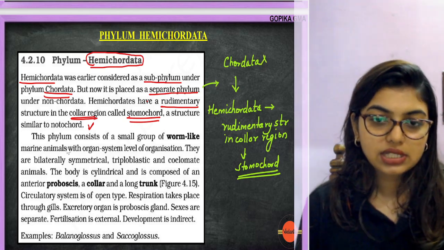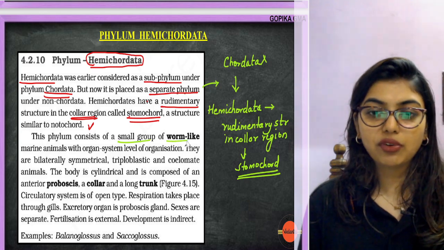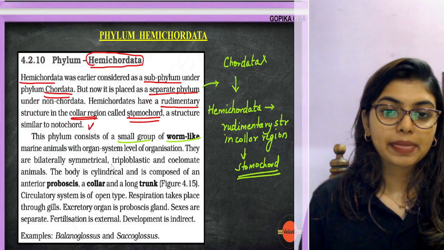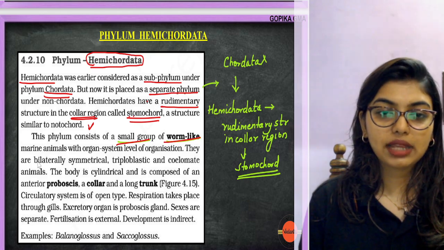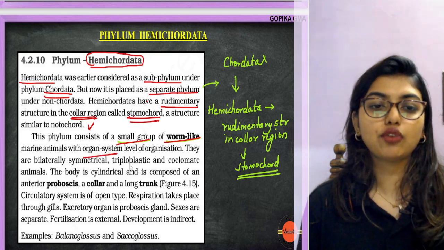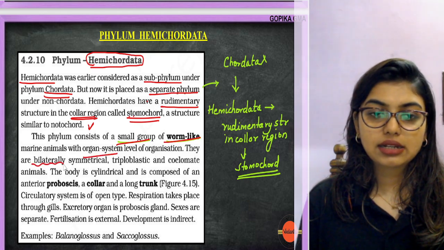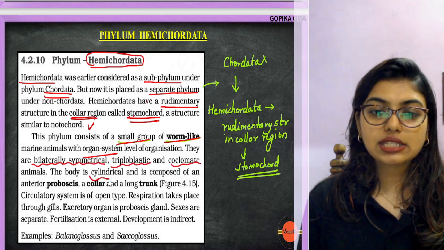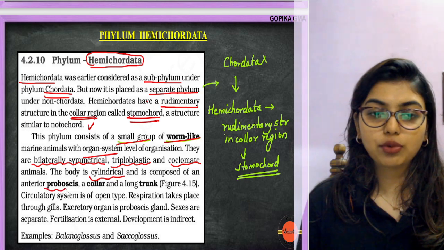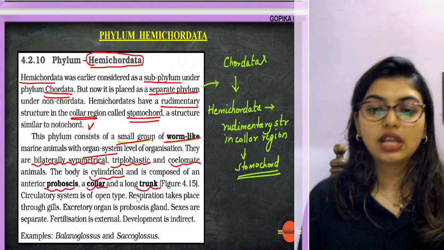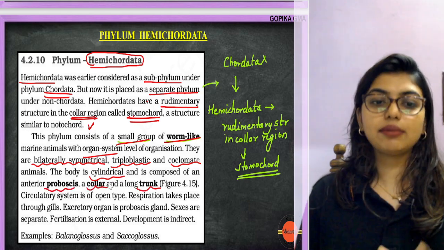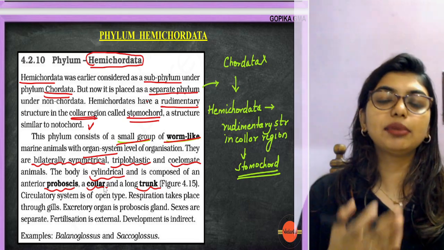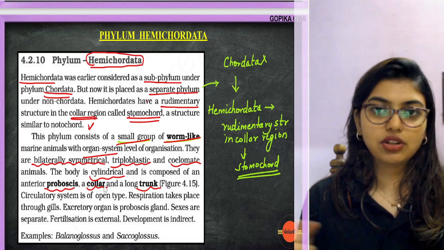Now this phylum consists of a small group of worm-like marine animals with organ system level of organization. They are bilaterally symmetrical, triploblastic, coelomate. The body is cylindrical and is composed of proboscis, collar and trunk. Just like how we had head, thorax and abdomen, or head, muscular foot and visceral hump.